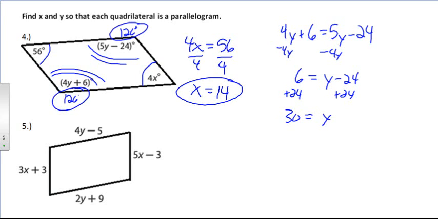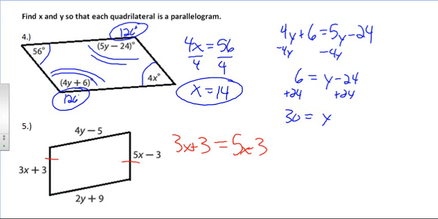Let's do the same thing for problem number 5. In this case, I notice that I have some sides. One of the theorems, or one of the ways to prove that something is a parallelogram, is to show that the opposite sides are congruent. So the 3x plus 3 would have to equal the 5x minus 3.